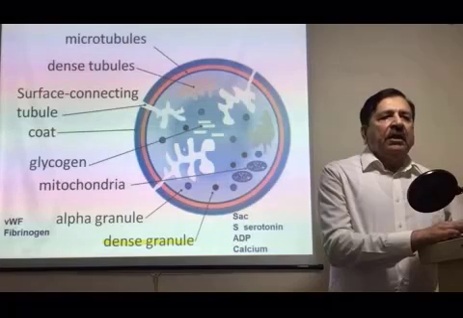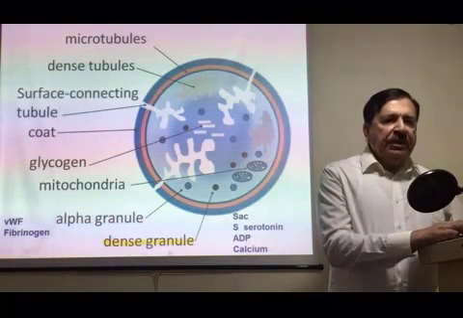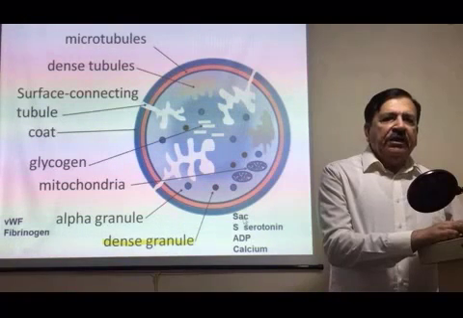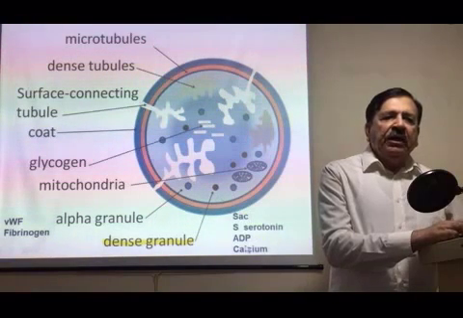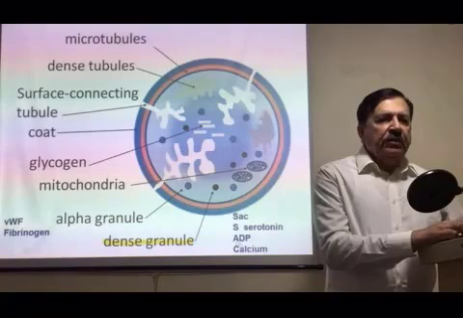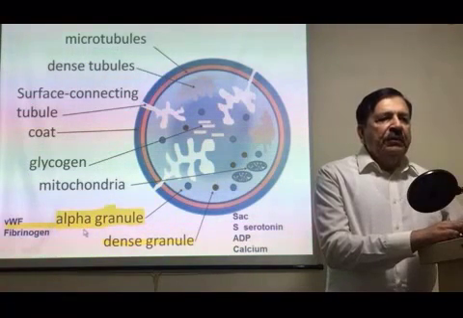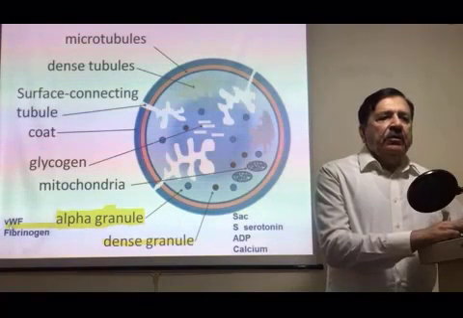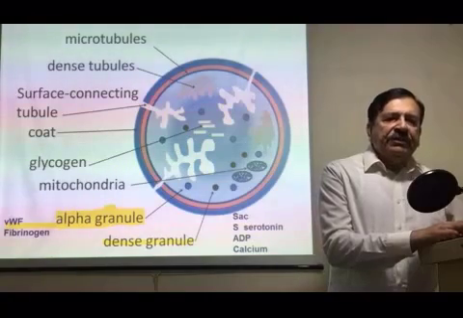Another diagram of platelets in which I am interested in the dense granule and SAC. In SAC, S stands for serotonin, which is present in this dense granule, A is ADP present in the dense granule, and C is calcium, which is also present in this dense granule. And the second one is the alpha granule, which contains von Willebrand factor and fibrinogen.